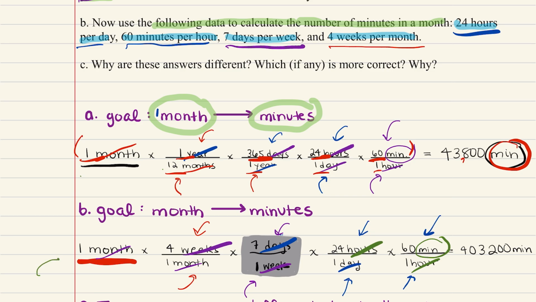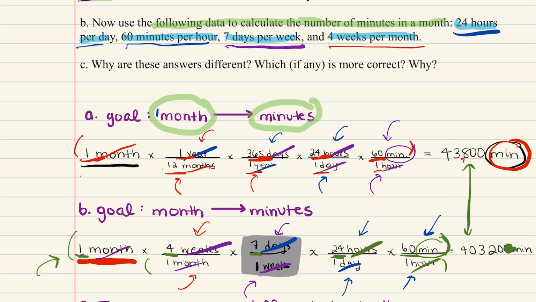Now, with part B, to calculate the number of minutes, let's first, in parentheses, calculate the numerator. The numerator will be 1 times 4 times 7 times 24 times 60. And then divide that by the denominator. The denominator in parentheses is 1 times 1 times 1 times 1. That's all we have in the denominator anyways. Plug that into a calculator, and you're going to get 40,320 minutes.